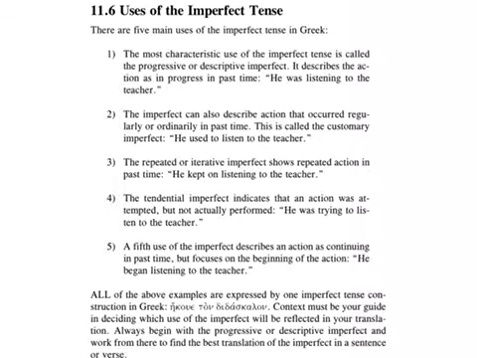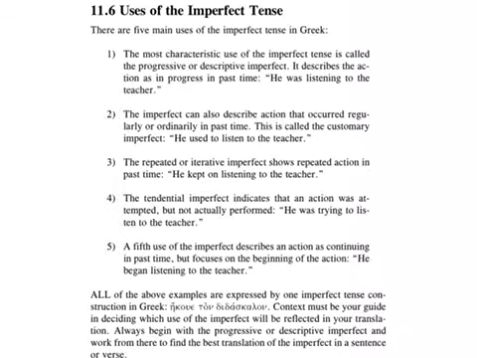Number 4, the tendential imperfect indicates that an action was attempted but not actually performed. So the word "try" is usually applied. So "he was trying to listen to the teacher." And the fifth one: a fifth use of the imperfect describes an action as continuing in the past time but focuses on the beginning of the action. So the word "began" is usually implied. So "he began listening to the teacher."